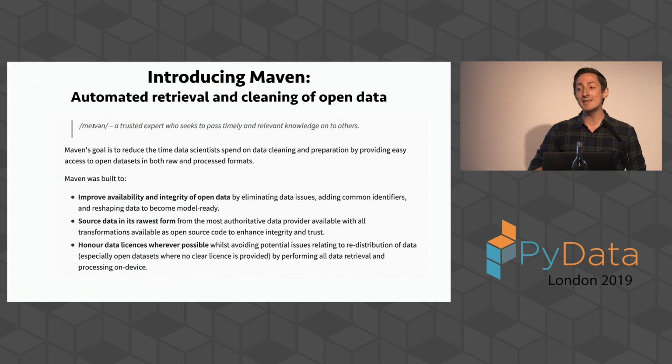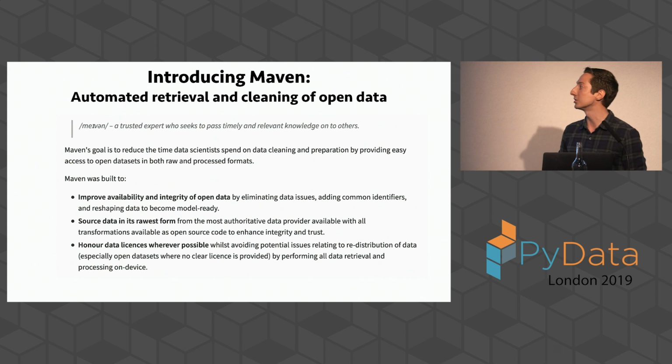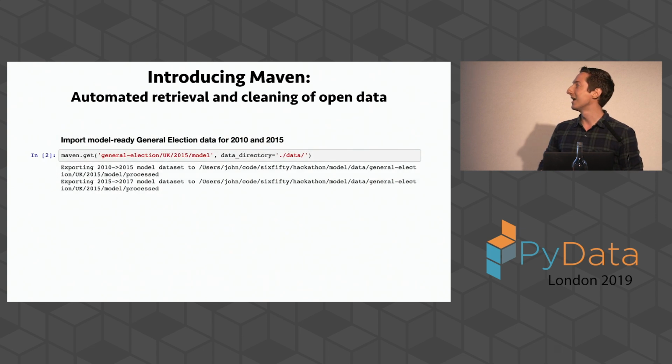So I have just released this week a package called Maven, which is aiming to bundle all of the work that I've been doing over the last couple of years into an easily installable Python package that does all of the data access, retrieval, processing, cleaning on device, so as to not tread on any toes around licensing issues. And also so you can see what transformations I've applied and change it if you think they're not good. We also had some people contributing back to Maven, doing their first ever pull requests.